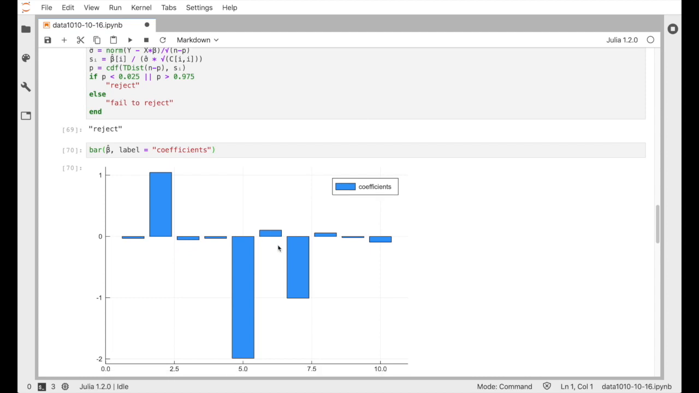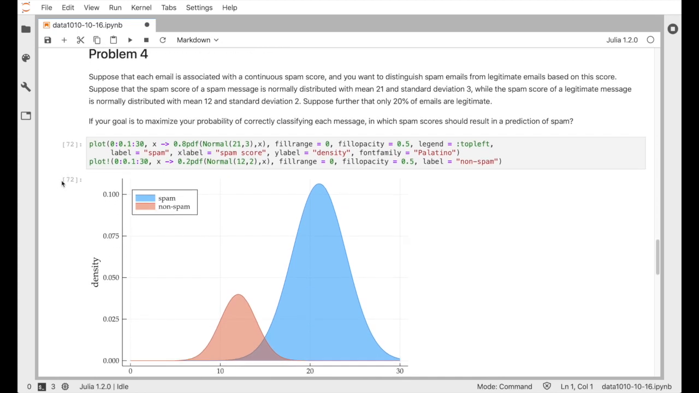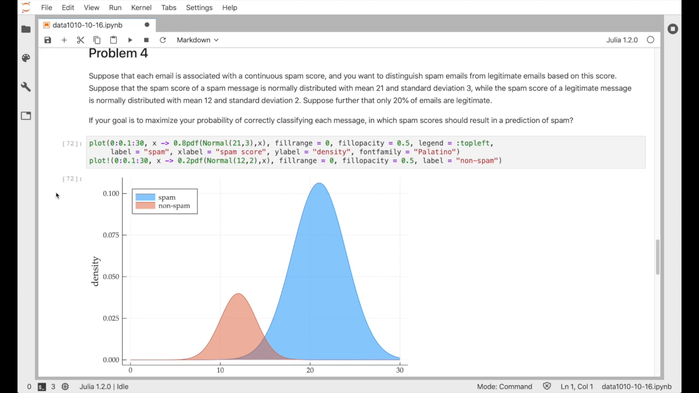So in this section, we're going to look at a classification problem. So suppose that we have messages coming into our inbox, and 80% of them are spam messages, and 20% of them are legitimate messages. And we have a function that computes a spam score, which is supposed to be indicating how much we think it's spam. And it's not perfect, so there ends up being some overlap where some legitimate messages have higher spam scores than some spam messages. And the idea is that we want to just predict for each message, is this legitimate or is this spam? And the loss function that we're going to use is just misclassification.